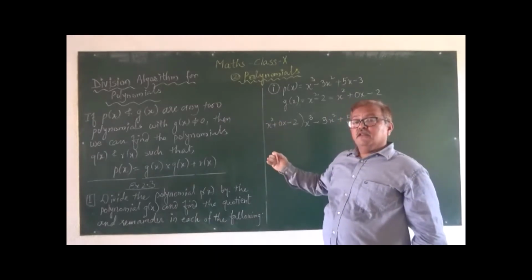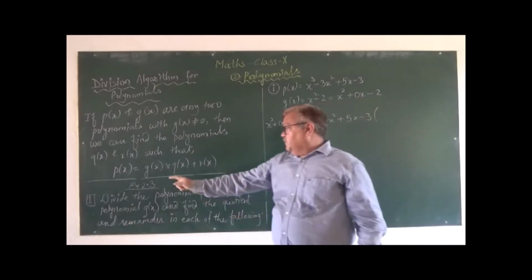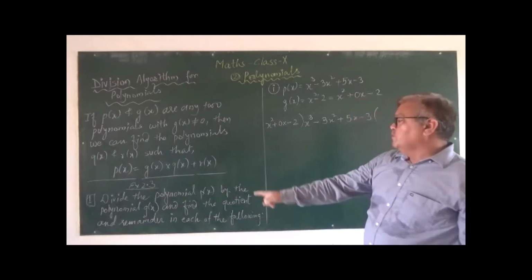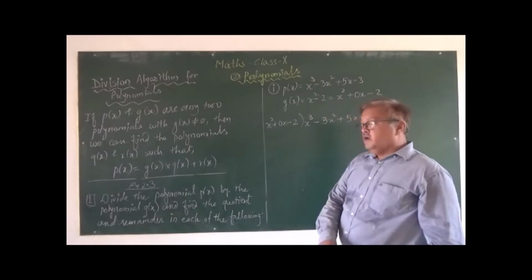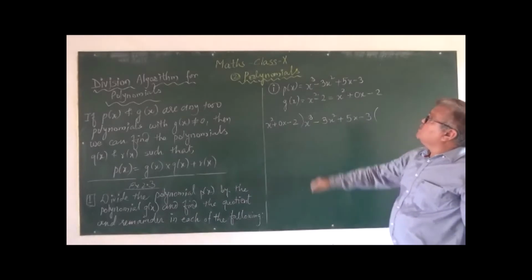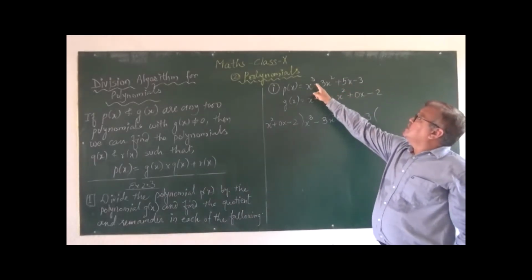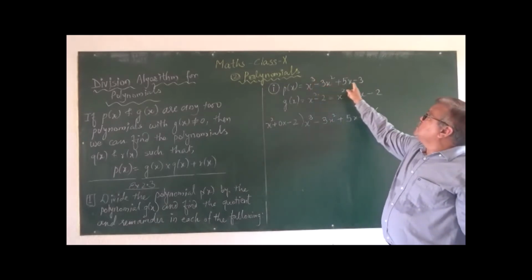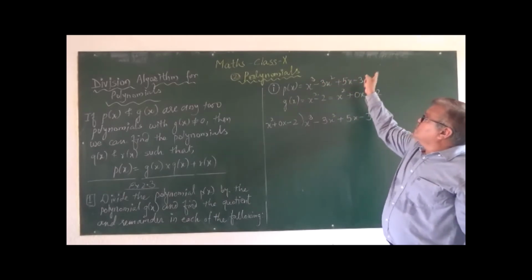Based on this, there is exercise 2.3, question number 1 and 2. Let us see. First question I have taken here. Divide the polynomial p of x by the polynomial g of x and find the quotient and remainder in each of the following. I have taken the first one. P of x is given x cube minus 3x square plus 5x minus 3. If you notice here, the degree of this polynomial is 3 and there is no term missing in this. 3, 2, 1 and here x raised to 0, so constant.